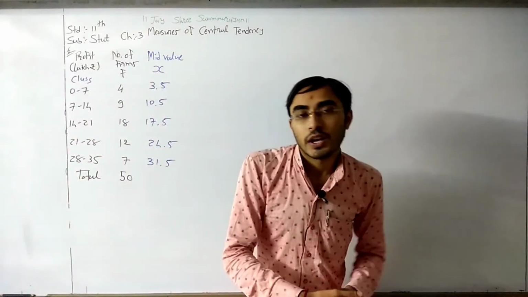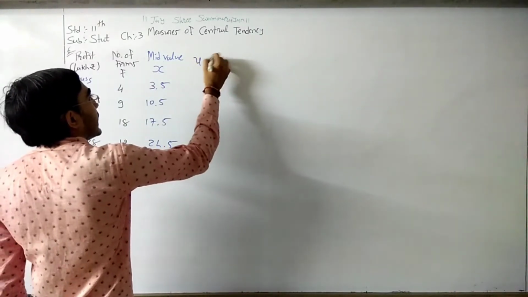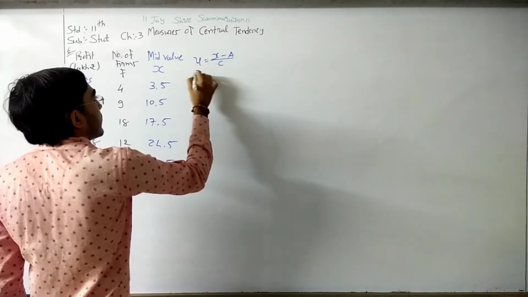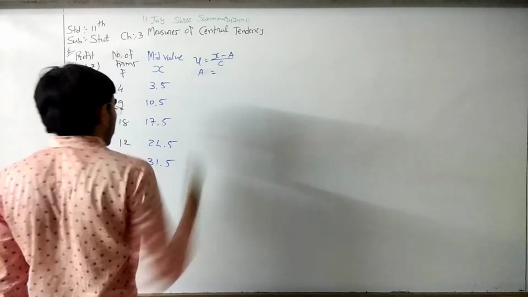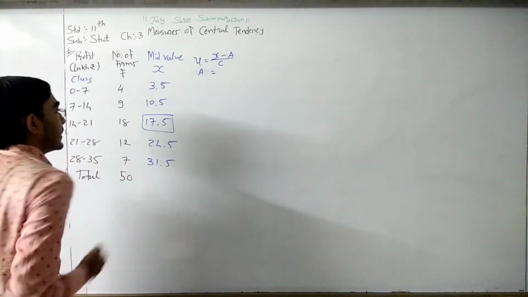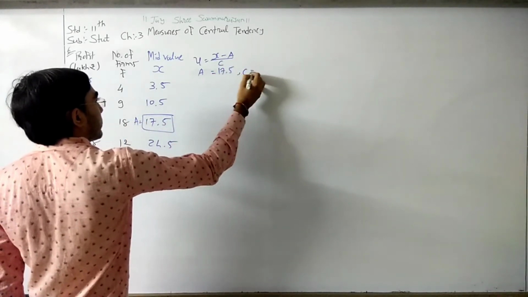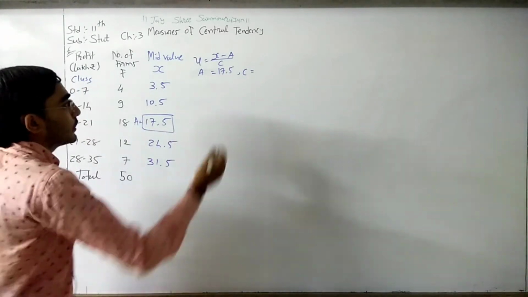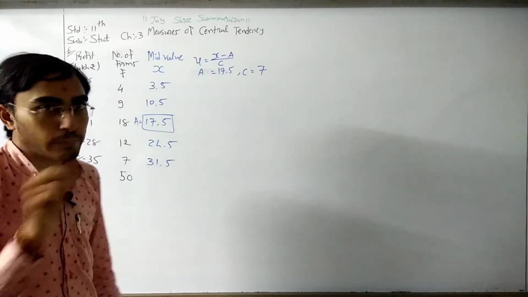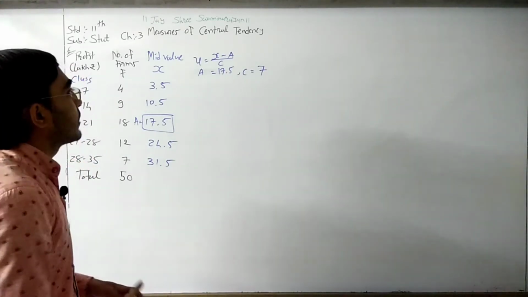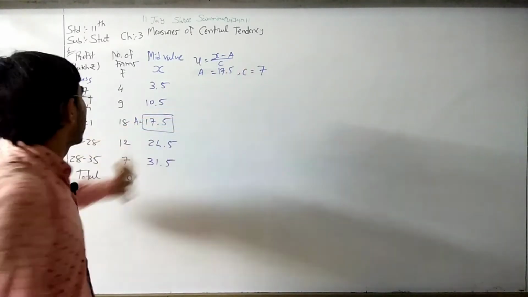Now what do we need to do? We need to go for the step deviation U. So U is equal to X minus A divided by C, where A is the assumed mean. Here just take A equal to 17.5. And C is your class length, 7 minus 0, 7. This is the step deviation. U is equal to X minus A divided by C, where A, the assumed mean, we take as 17.5, and class length C is 7.